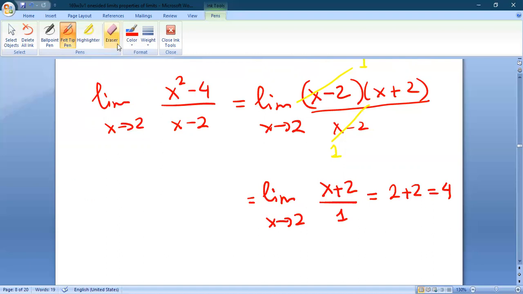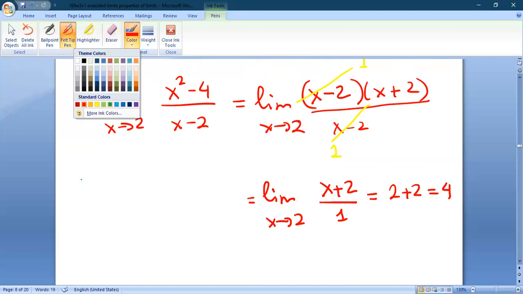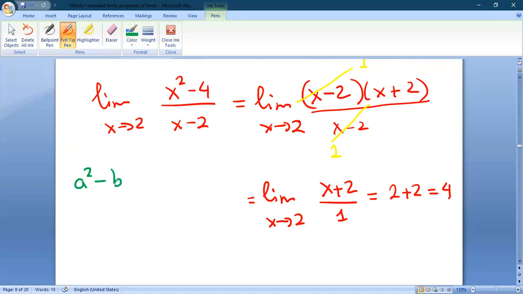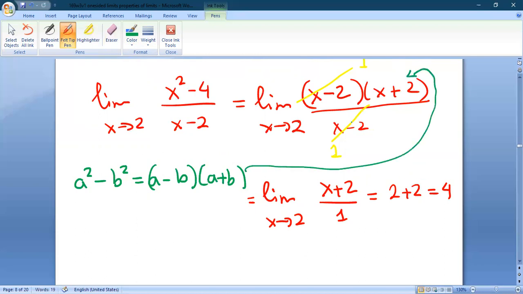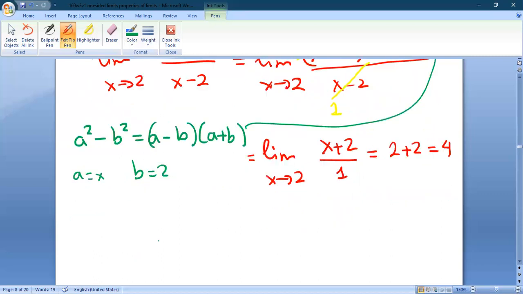Okay. By the way, I have used this property here. If you have a squared minus b squared, you can always factor it like a minus b times a plus b. This is what I did here. Here a is x, b is 2 in my case. So I wrote x minus 2 times x plus 2 instead of x squared minus 4. And then, as you see, I have found a number.